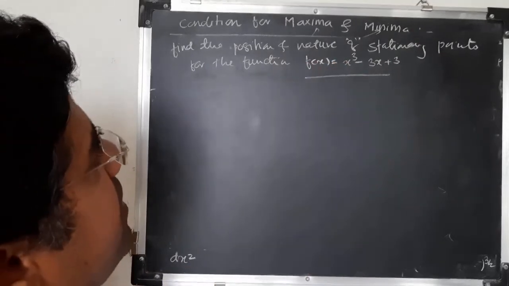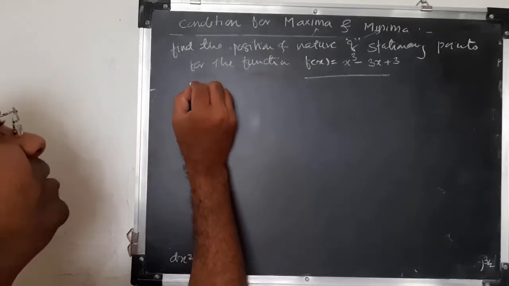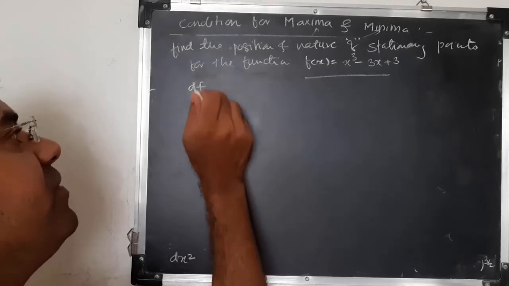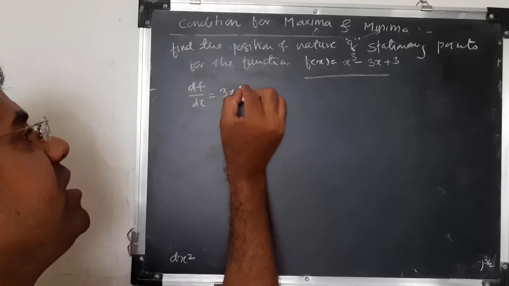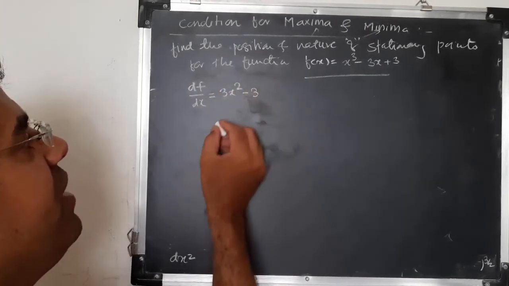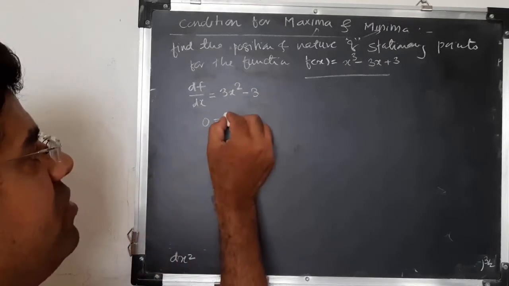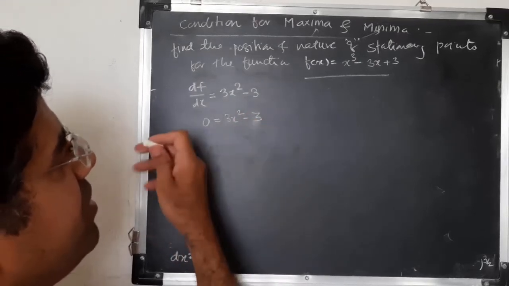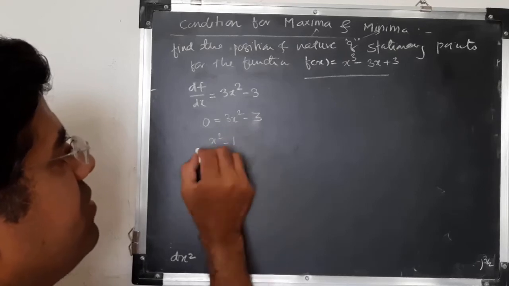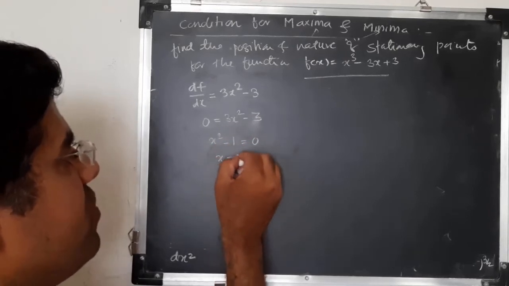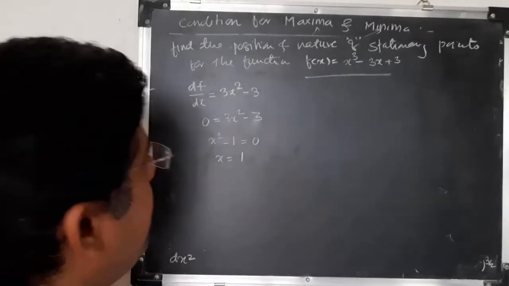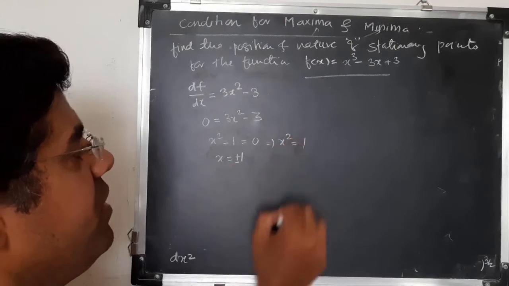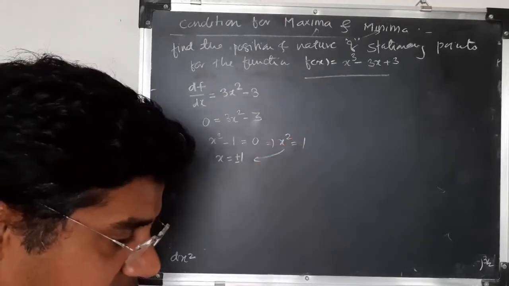So find the position and nature of a stationary point. Stationary point means the derivative is 0. So I will take the given condition, stationary point: df divided by dx, that is nothing but 3x square minus 3, equal to 0. When you take 3 common, 3 goes here, so x square minus 1 equal to 0. So x square equal to 1, and then you will get x equal to plus or minus 1.